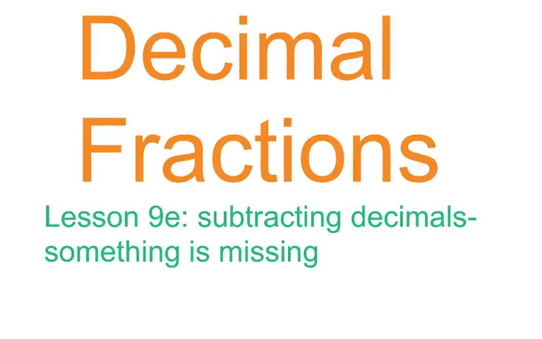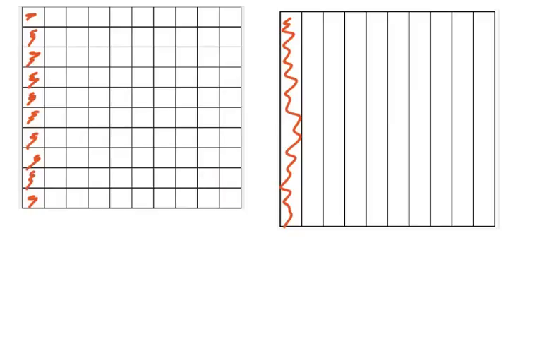Alright, so welcome to lesson 9E in our series on adding and subtracting decimals. This time we're going to be talking about something that's missing. Before we get started looking at some of those things that are missing and seeing what we can do about it, let's go through and review some of the things that we've already talked about.